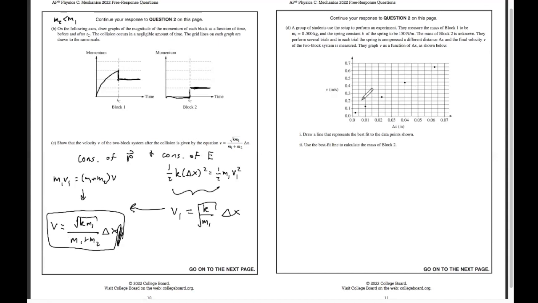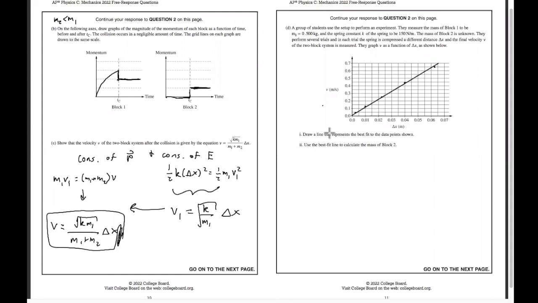Now, if I take a look at part D, I am given some stuff. I'm given that the mass of block 1 is 0.5 kg, and I am also given that the spring constant is 150 newtons per meter. So I have to go ahead and graph. This is going to be a little bit tougher because I'm drawing on my tablet, and I don't exactly have a ruler there. So let me just draw an auto line like that.